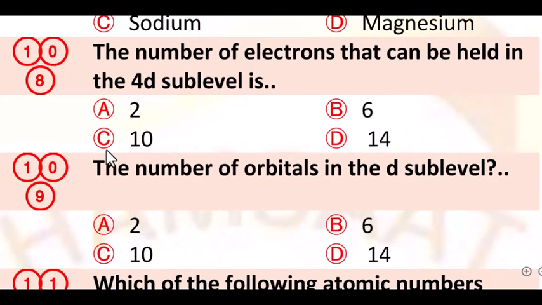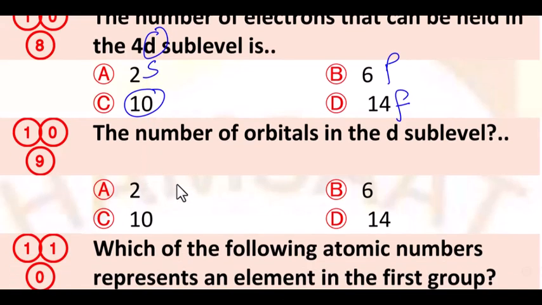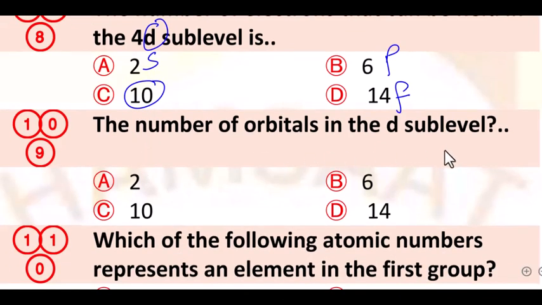The number of electrons that can be held in the 4d sublevel: any d sublevel takes 10 electrons, f takes 14 electrons, p takes 6 electrons, and s only 2 electrons. The number of orbitals in the d sublevel takes 10 electrons.